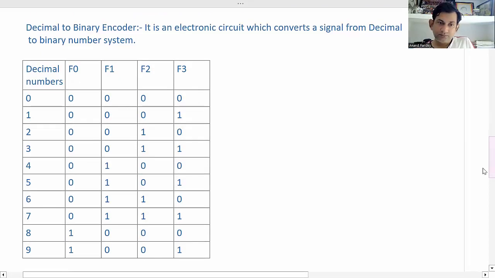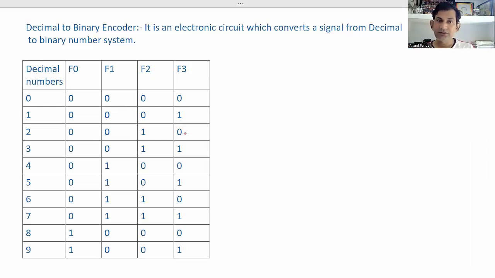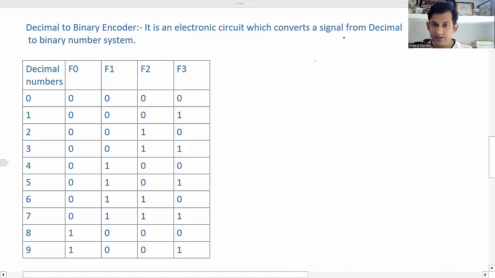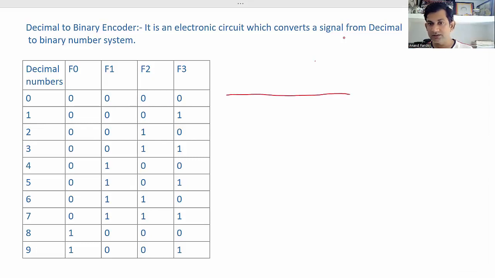So listen, as you know, there are 10 digits: 0, 1, 2, 3, 4, 5, 6, 7, 8, 9. So you have to draw 10 straight lines like this. Let me show you. Please draw by pencil first, otherwise many overwritings will be there. 10 straight lines for the inputs, 10 input lines, you can say.